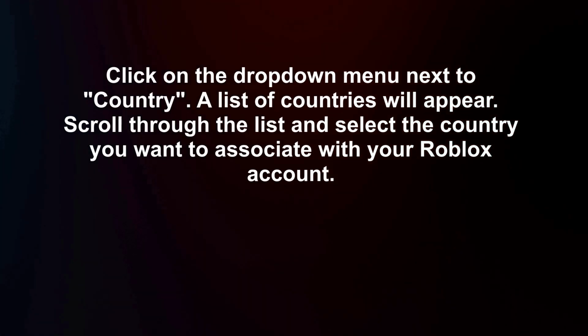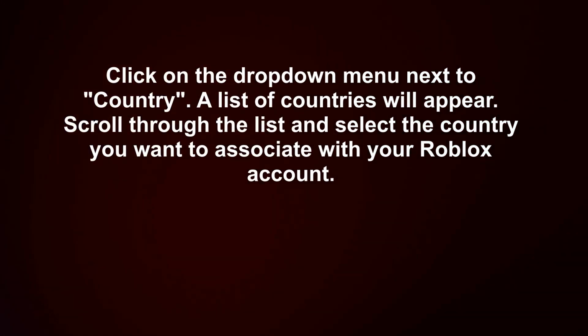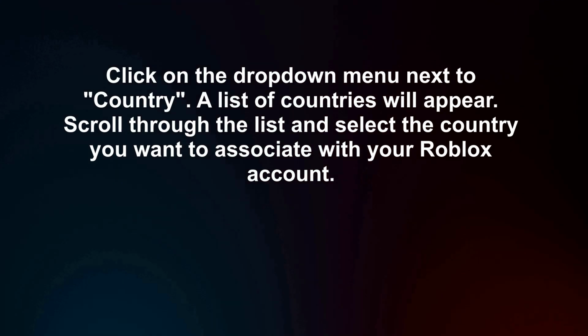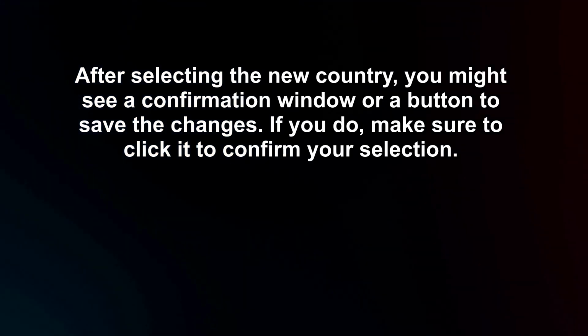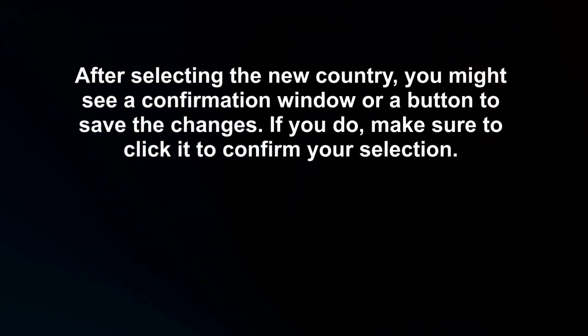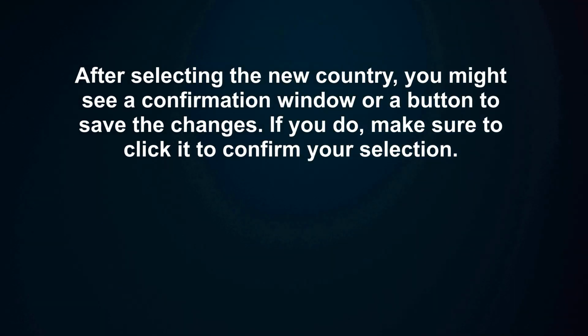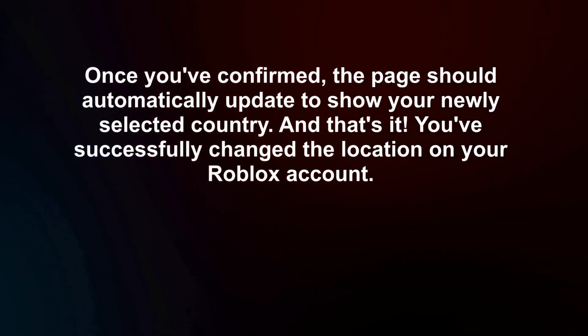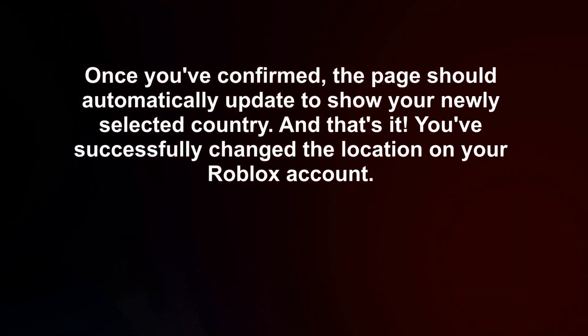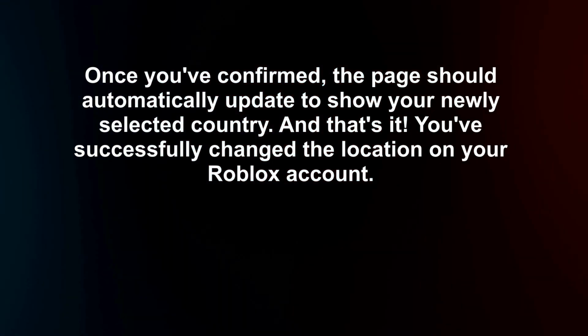A list of countries will appear. Scroll through the list and select the country you want to associate with your Roblox account. After selecting the new country, you might see a confirmation window or a button to save the changes. If you do, make sure to click it to confirm your selection. Once you've confirmed, the page should automatically update to show your newly selected country.